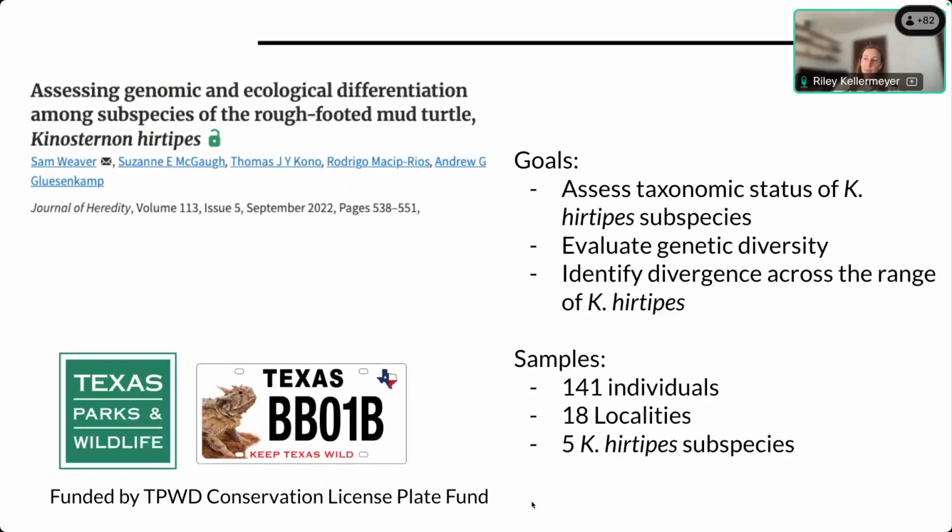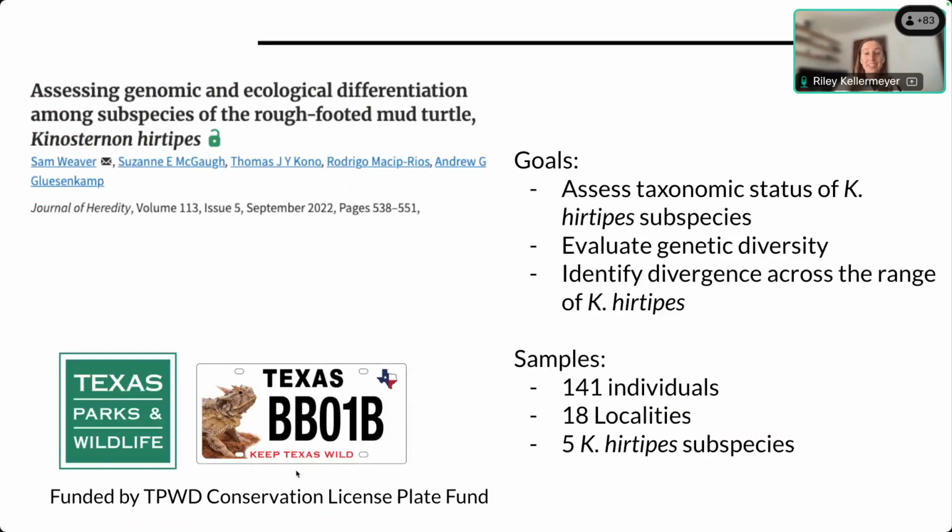So in about 2020, we set out to assess the taxonomic status of Kinosternon hirtipes subspecies and get a sense of the genomic and ecological differentiation that might be occurring in these subspecies. This was funded by the Texas Parks and Wildlife Department Conservation License Plate Fund.